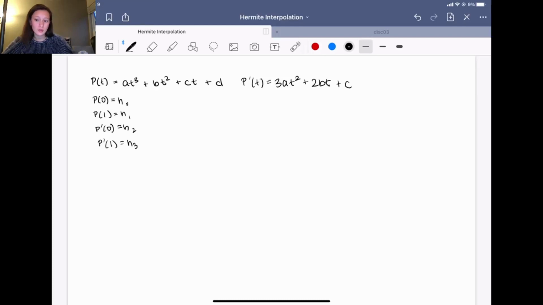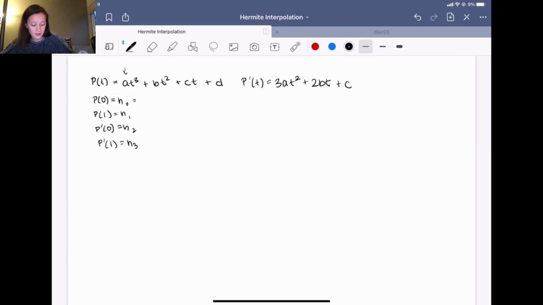So how do we get to these Hermite basis functions? We know that we have our point at 0, our point at 1, our derivative at 0, and our derivative at 1. And now we need to determine what these 4 points represent in terms of these 4 coefficients of the polynomial that we want to find.